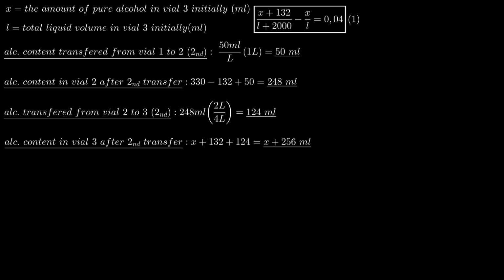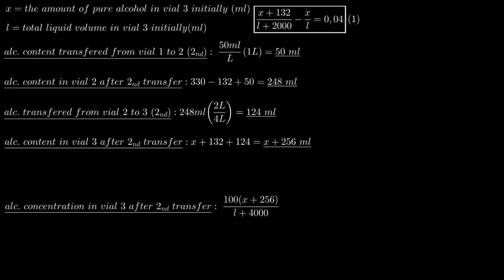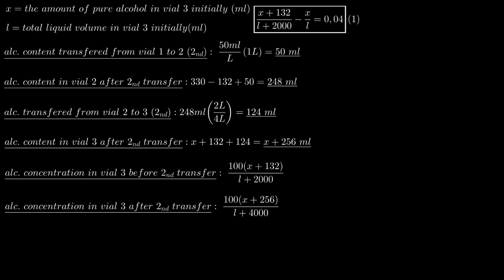And this time the alcohol concentration in vial 3 went up by 0.5%. So we set up the second equation in the same manner like we did the first time. The alcohol concentration in vial 3 after transfer 2 is 100 times (X + 256) over (L + 4,000). And the alcohol concentration before the transfer was the same as before. So now we have 100 times (X + 256) over (L + 4,000) minus 100 times (X + 132) over (L + 2,000) equals 0.5.